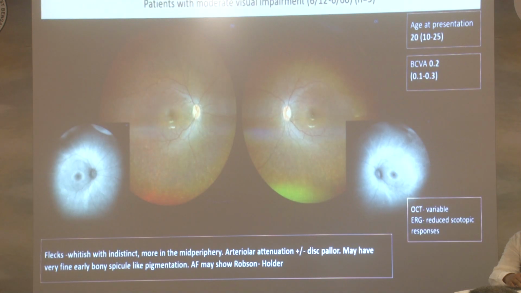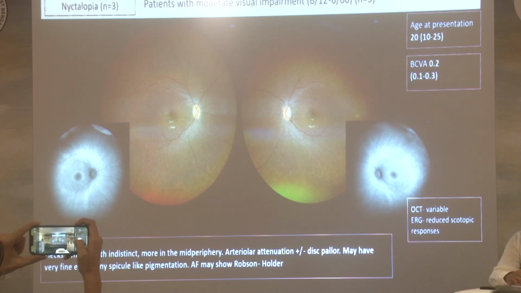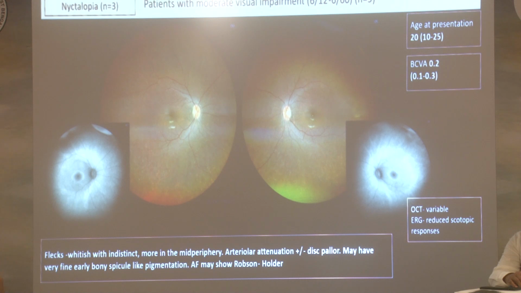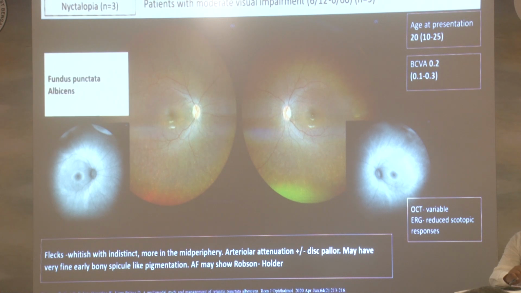Now, in group 3, again, we had two patterns. Nyctalopia was the presenting symptom in 3 patients, and the flecks in these patients were very indistinct, and it was associated with arteriolar attenuation. The autofluorescence had a very good Robson-Holder ring sign. These were the patients who we diagnosed as fundus punctata albescens.